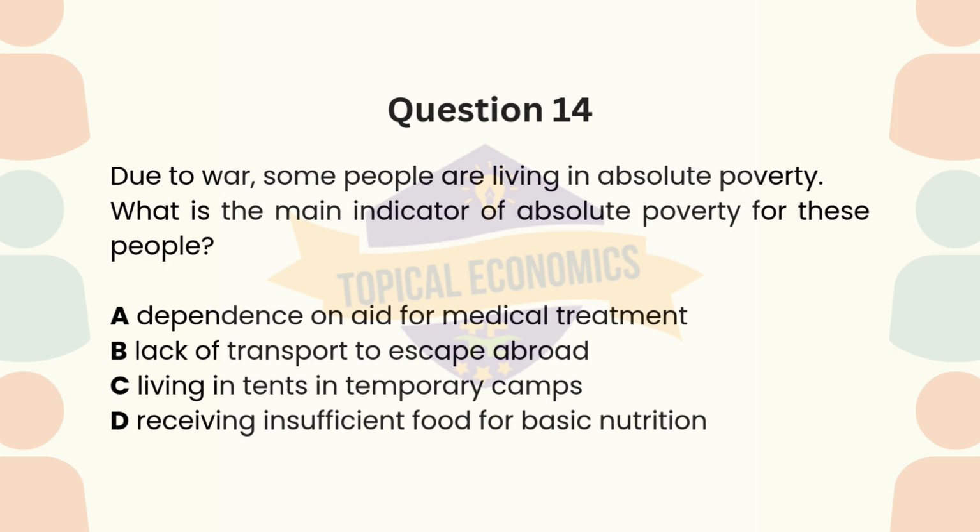Lastly, coming to option D, receiving insufficient food for basic nutrition. Now this option looks correct because absolute poverty is primarily defined by the inability to meet basic needs such as sufficient food, water and shelter. So insufficient food for basic nutrition is a direct indicator of absolute poverty. So the answer for this question is option D.